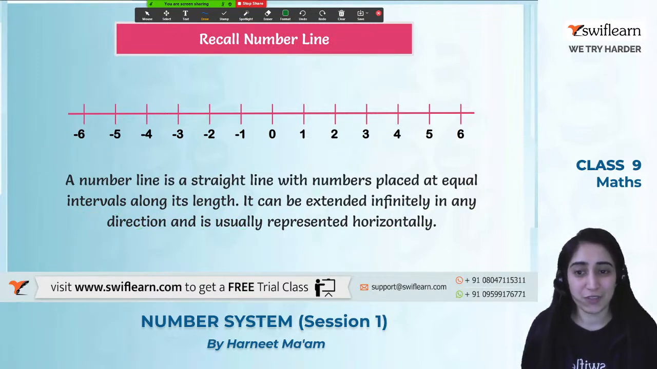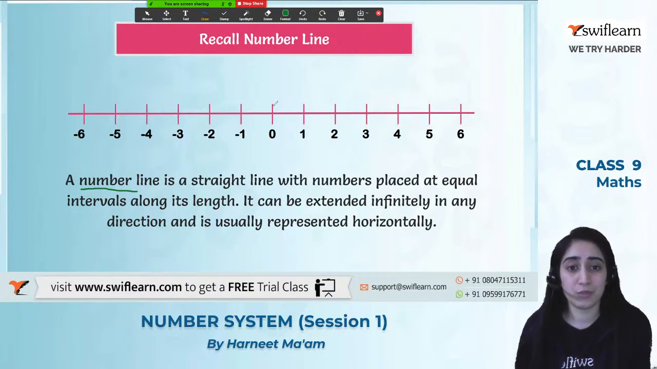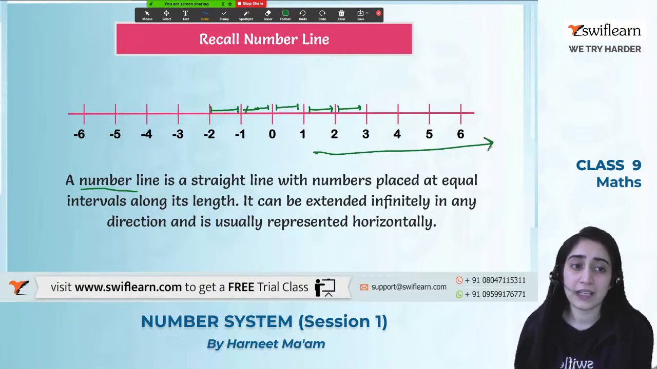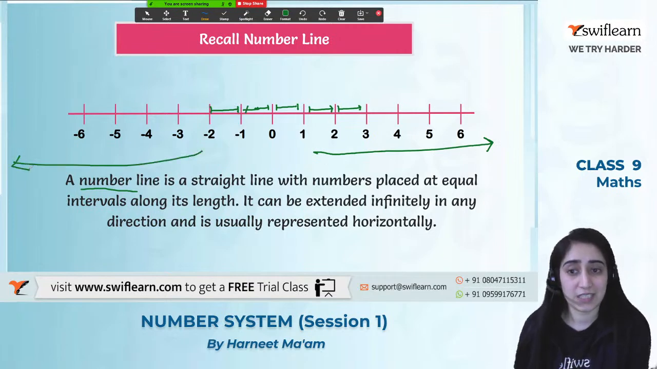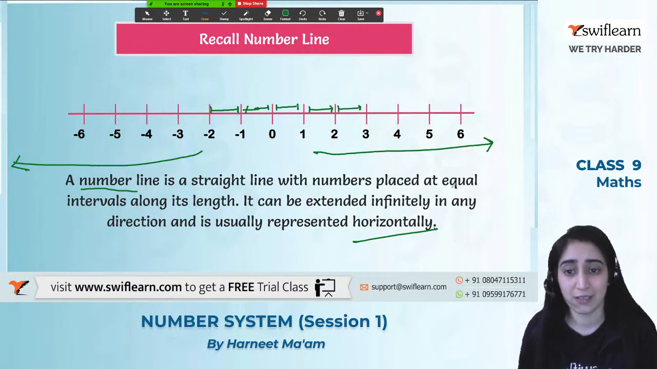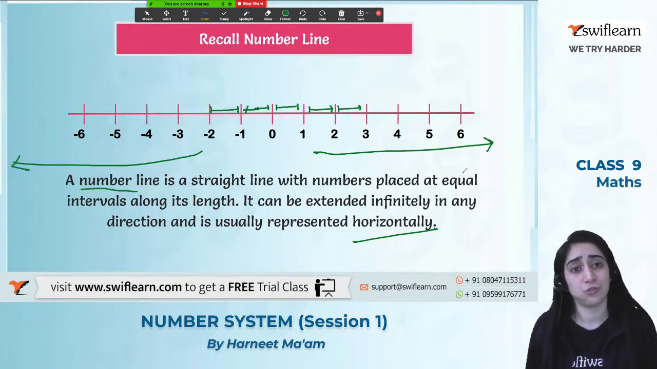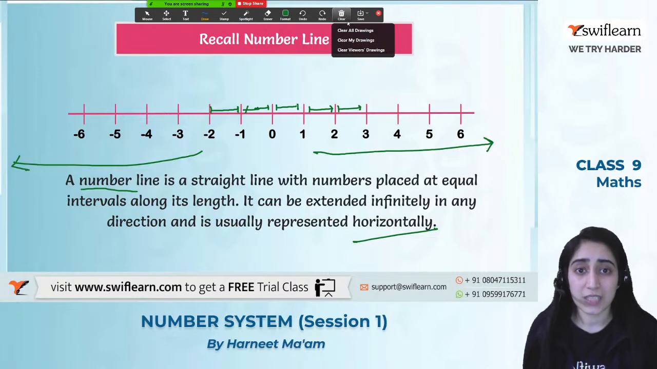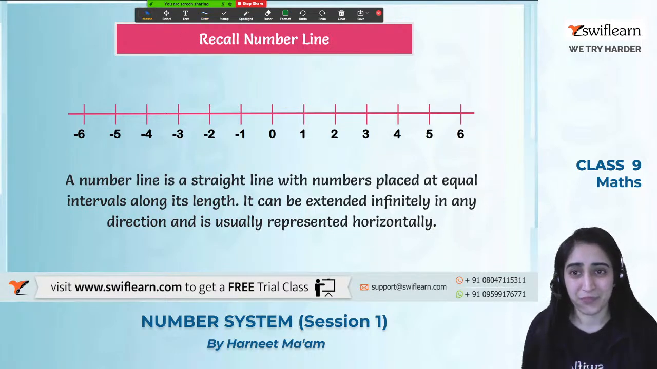What the number line is, we have discussed. The number line is a straight line which represents the numbers which have equal distance. So this distance will be equal to this one. The gap between the numbers on both sides will always be the same. And it can go infinitely towards both ends, right and left. It will never stop, and it is usually represented in a horizontal line. So these are the three points that we should remember for number lines. Great.